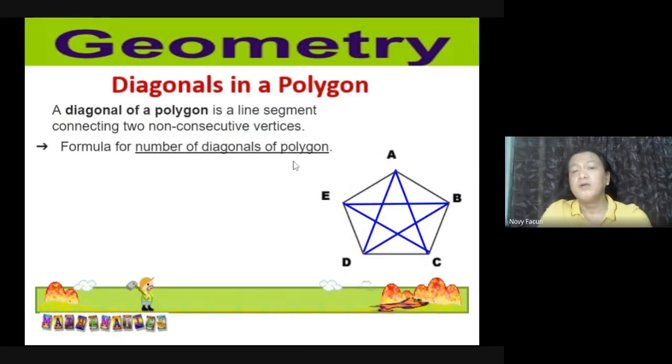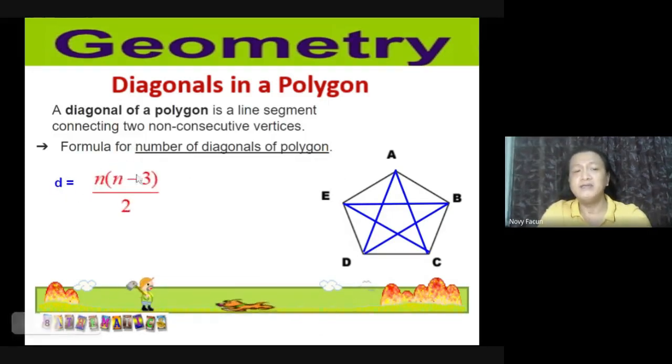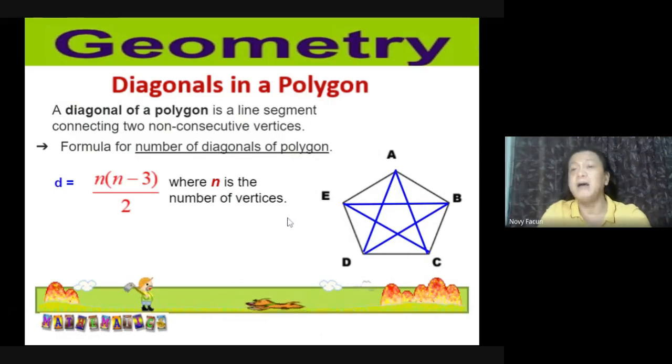And kung ayaw mo namang ilista, you can use the formula to find the number. Kung ang hinihingi ay number ng diagonals ng polygon, you use the formula. Either use the formula or you can draw the diagonals inside the polygon. So we have the formula. D stands for diagonal is equal to n times the quantity n minus 3 over 2, where n is the number of vertices in a polygon.